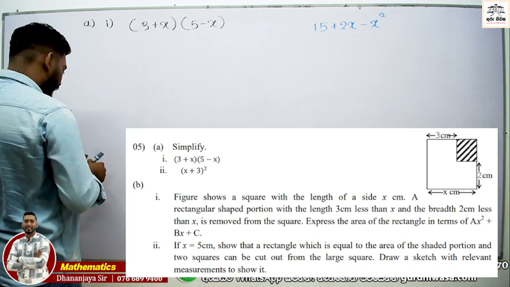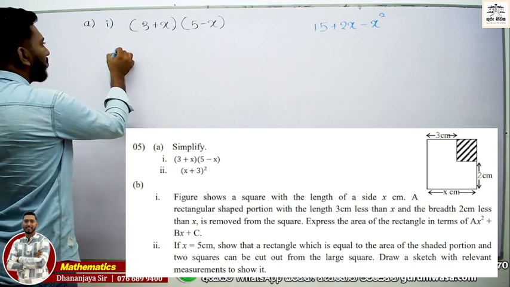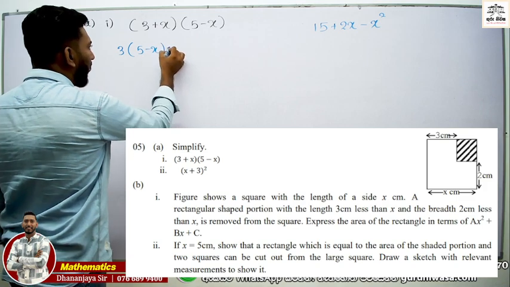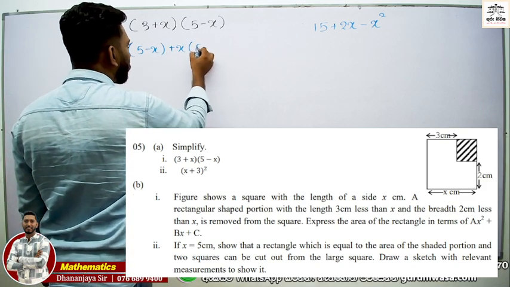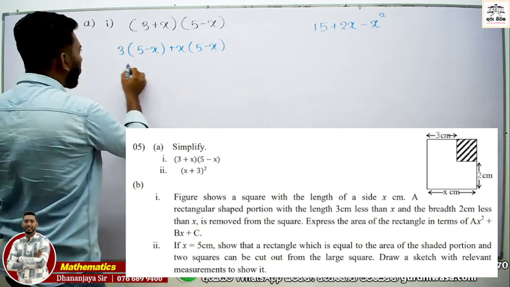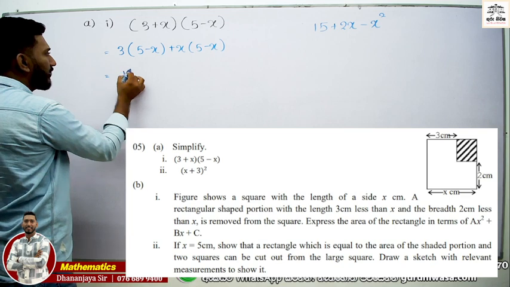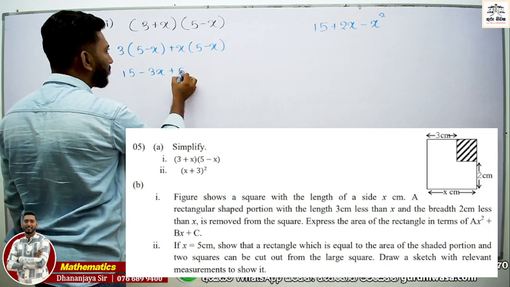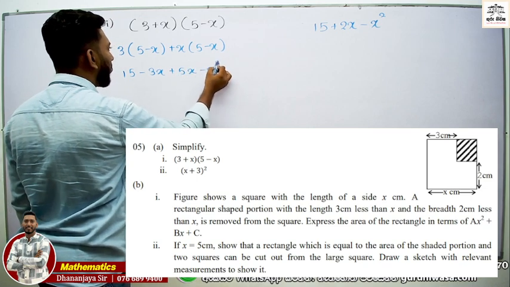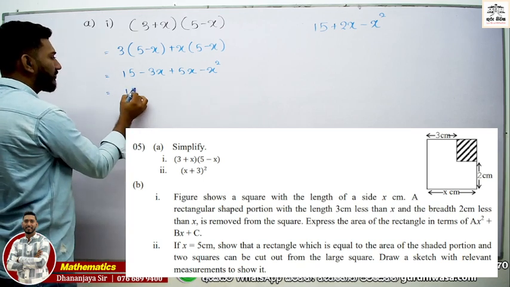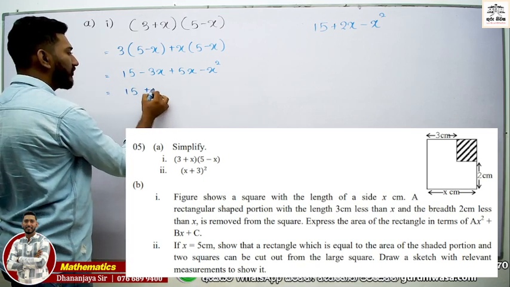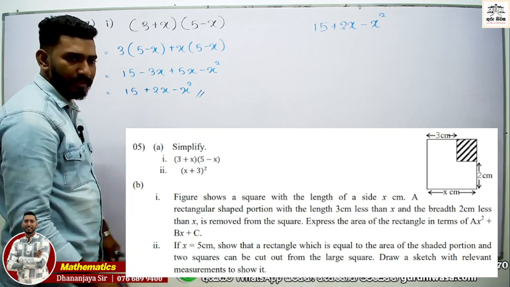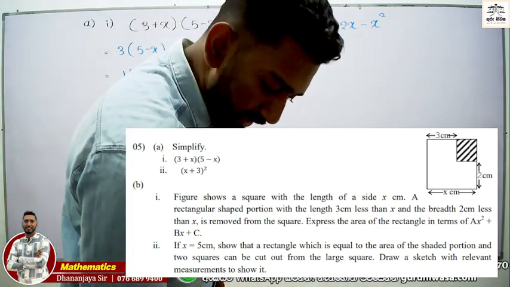Firstly, you need to write as three times. First term is three times into the second bracket, like this. And second term into the second bracket is like this. Now, 3 times 5 is 15 minus 3x and plus 5x and minus x squared. Therefore, your answer is correct. And the difference between two things is plus 2x and minus x squared. Well done. Superb.